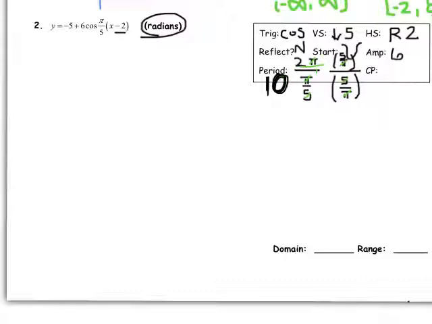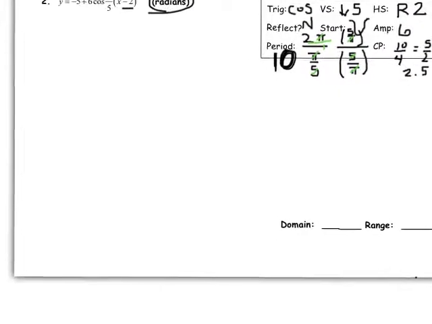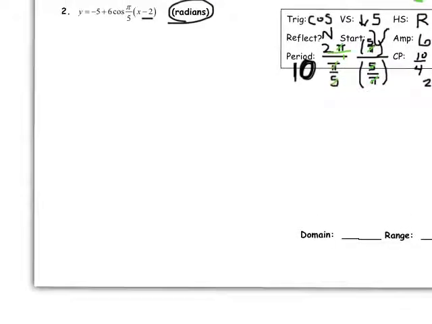And then if I take that period and divide it by 4, because that's how many critical points I have in every cycle, I get 5 over 2. And if you would rather use 2.5, I see nothing wrong with that. I prefer fractions. And maybe by the end of the year, you'll prefer fractions. But I'm going to use 5 over 2. If you use 2.5, that's fine though.